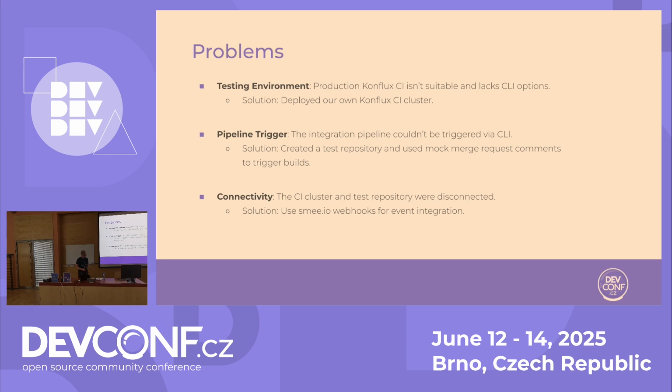Our workaround is to create a dummy repository and fake merge request commands to kick off builds in Konflux. So we are basically imitating the real-life scenario. And finally, our test cluster and the mock repo were completely isolated. No events could get through. To bridge the gap, we used the smee.io webhook relay, so the GitLab comment events would land inside our Konflux CI test environment.